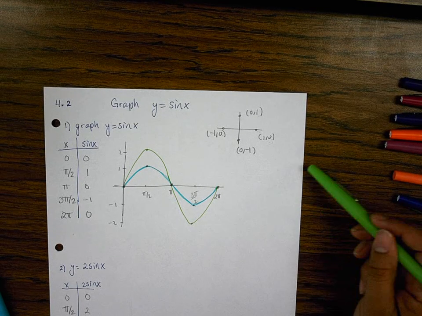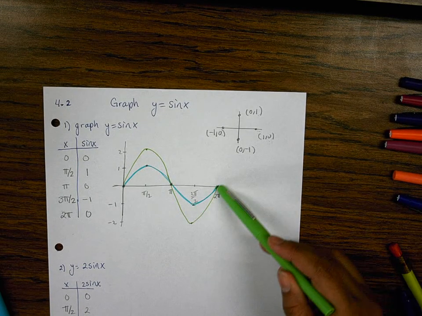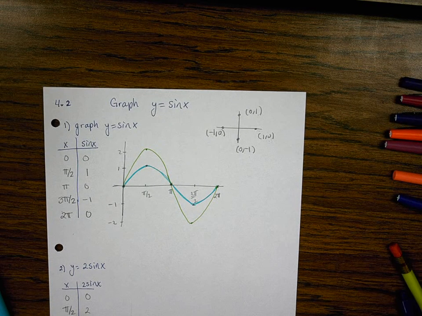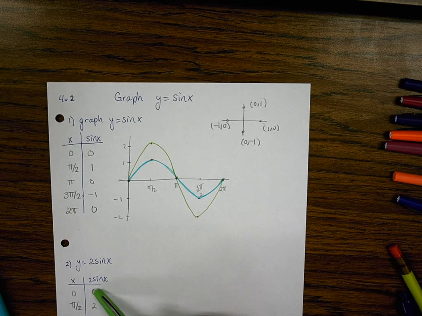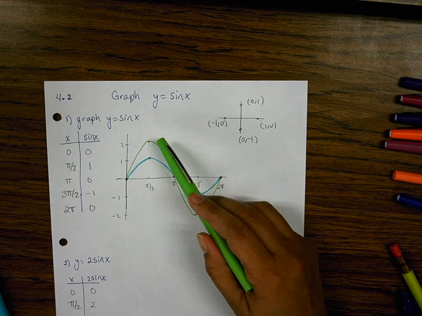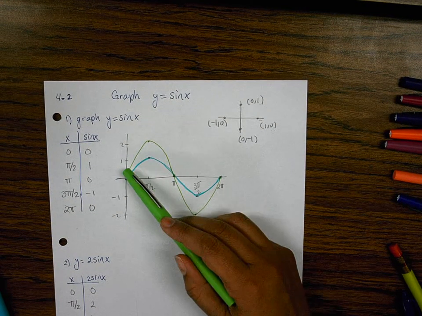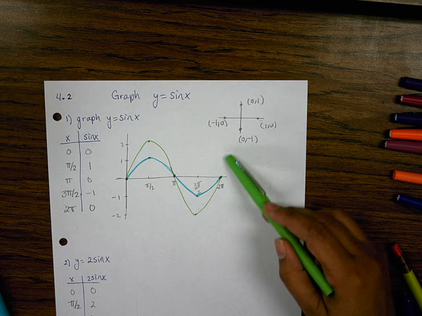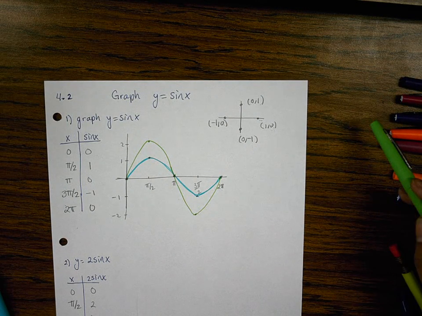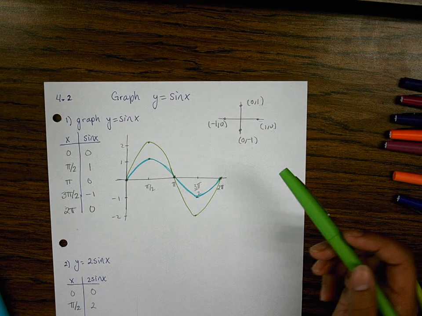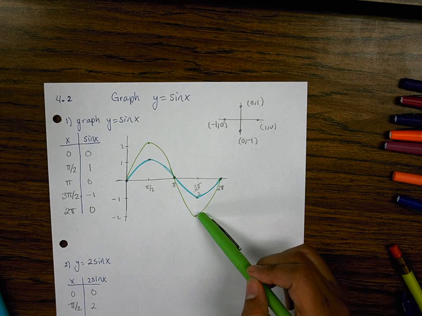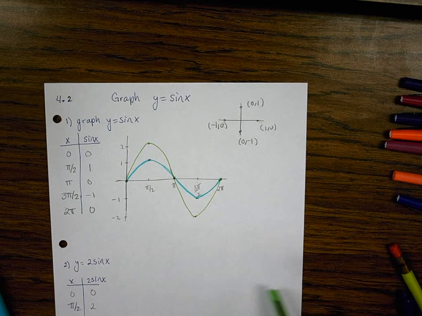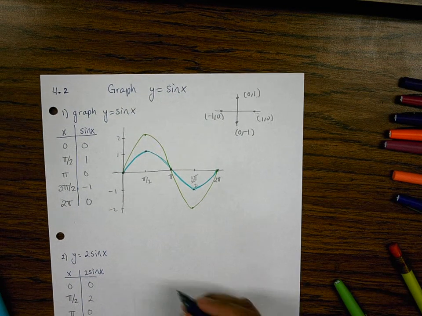We only graphed one period, but if we graphed multiple periods, it would continue to oscillate in this fashion forever and ever between 1 and negative 1. This one here is going to oscillate between 2 and negative 2. If we graphed more periods, it would continue to do the same thing over and over, going up to a max of 2 and a minimum of negative 2.